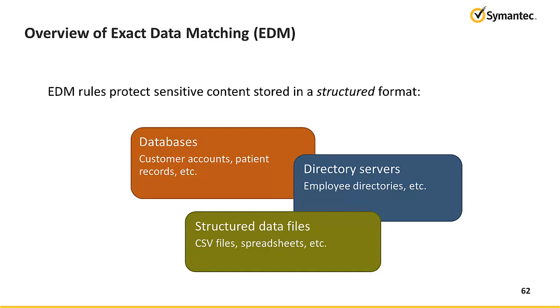Symantec DLP's exact data matching, EDM, detection method enables organizations to detect personally identifiable information stored in structured data sources, such as databases or directory servers, or structured data files, such as CSV files or spreadsheets. This data can be added to an EDM index, and the index can be referenced in a Symantec DLP policy, enabling organizations to detect combinations of information, such as customer first name, last name, and credit card number in outbound emails, or in files residing on Windows file servers, and so on.